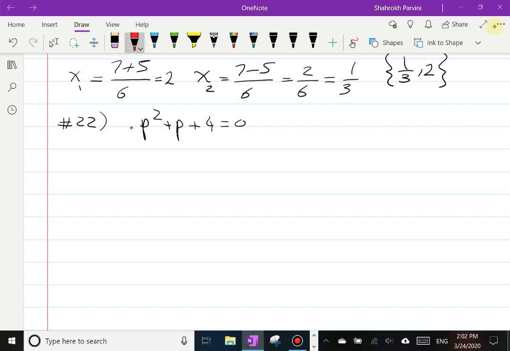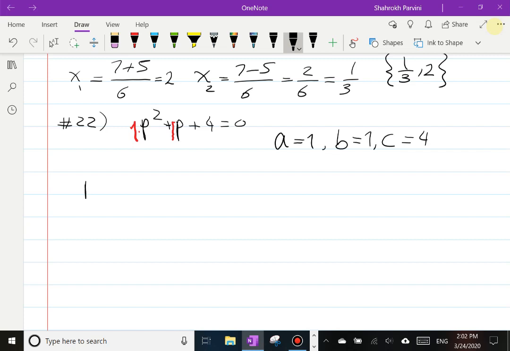Let me put now the numbers because we need a, b, c. So here's 1 in front of p squared. You can think of a 1 in front of P also. So that would identify my A and B. So A is 1, B is 1, and C is 4.